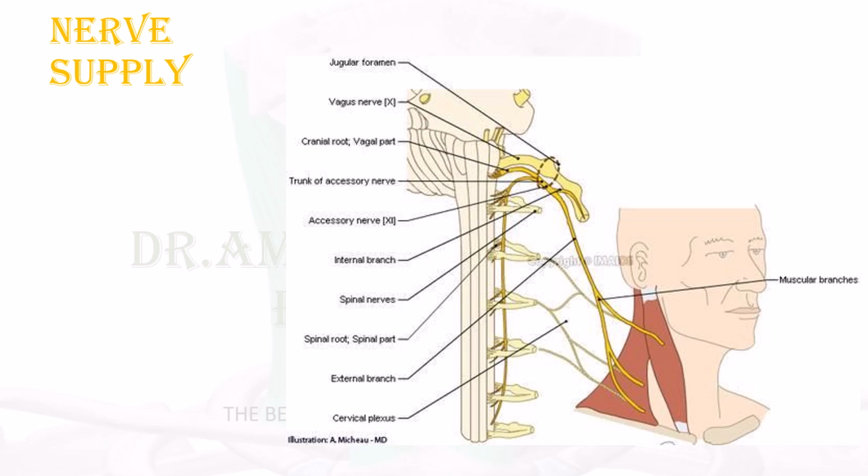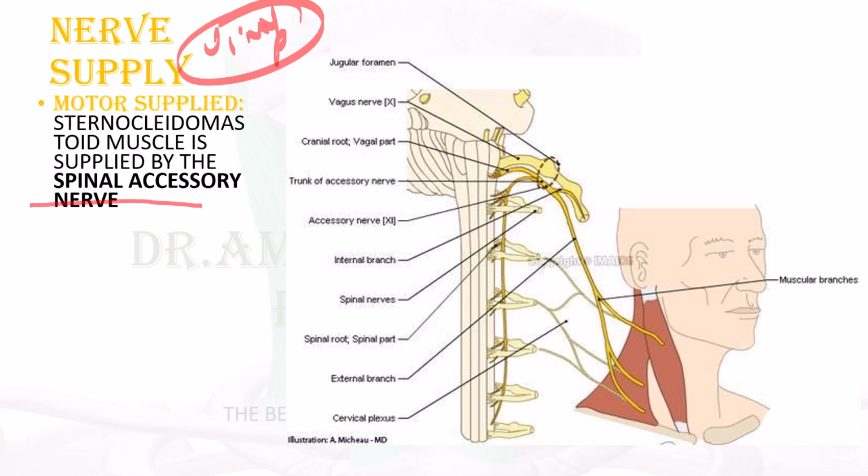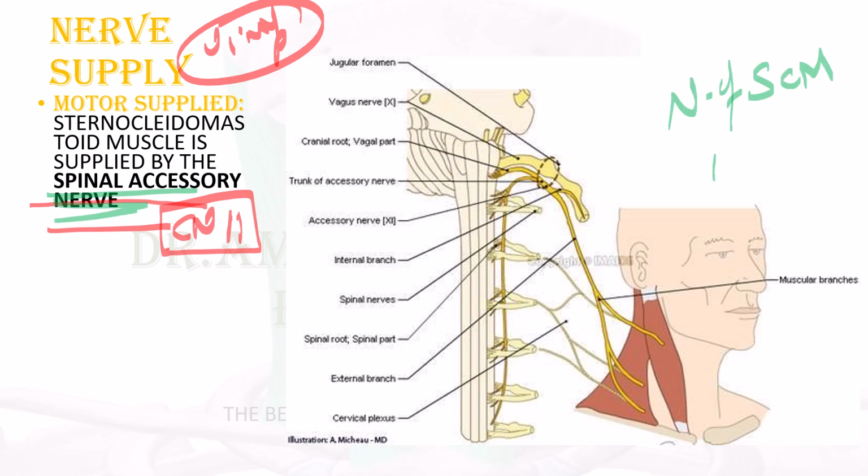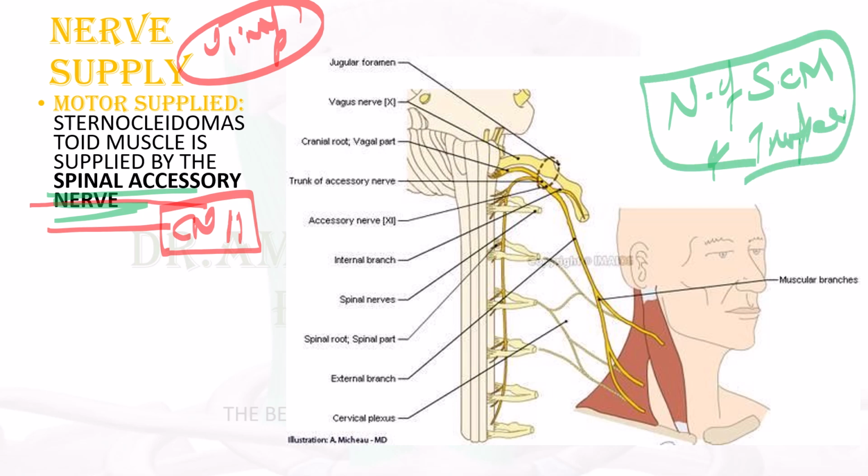Then we have the nerve supply. It is very important, a viva question, children. The nerve supply of sternocleidomastoid muscle is the spinal accessory nerve, cranial nerve 11. So remember this, children. This is very, very important. It is a favorite viva question of almost every teacher that the nerve supply of sternocleidomastoid and trapezius is the same: one is 1 and one is 11.